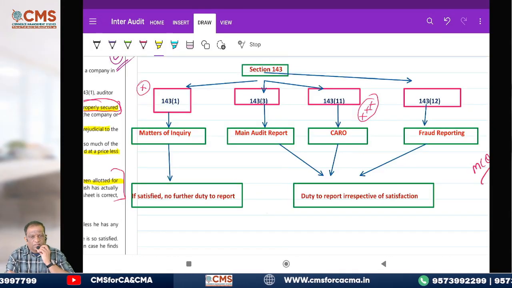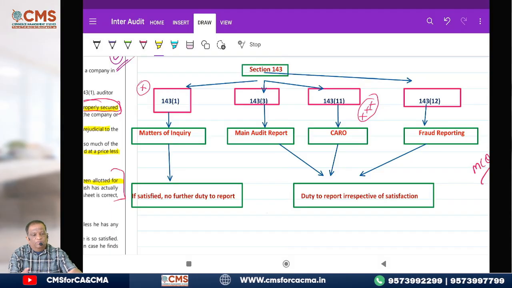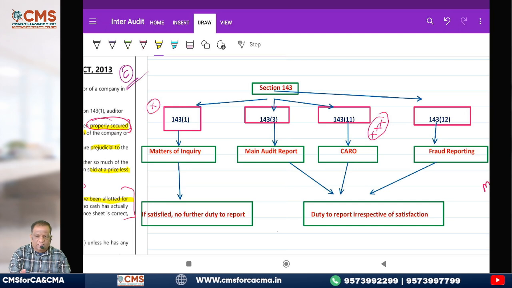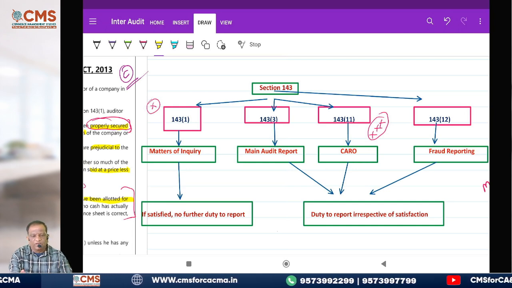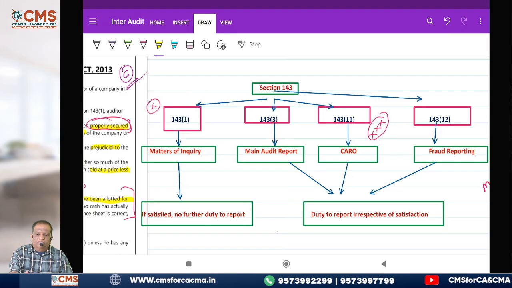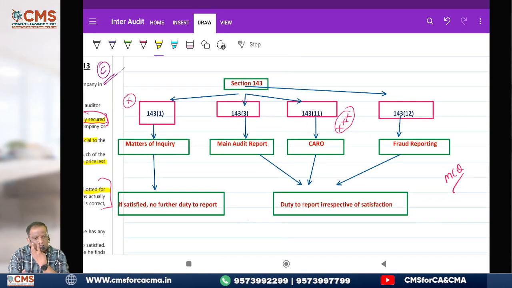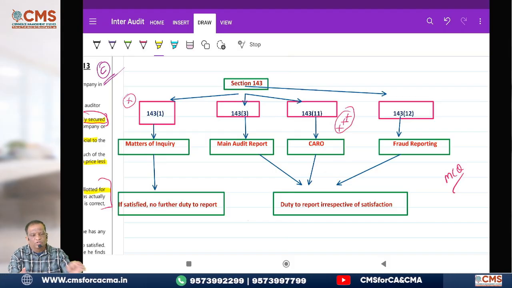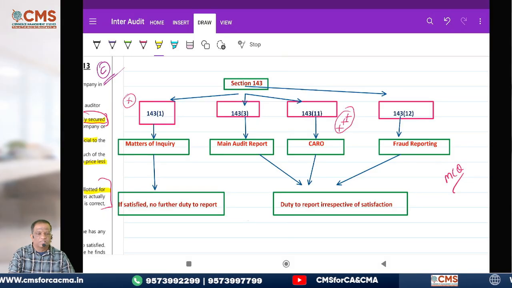Okay, let's continue. So after discussing the standards in this audit report, now finally we'll have to go back to this CARO. And for going for this CARO, I want you to understand this small summary about the section 143, which deals with the audit report and the reporting related matters in it.